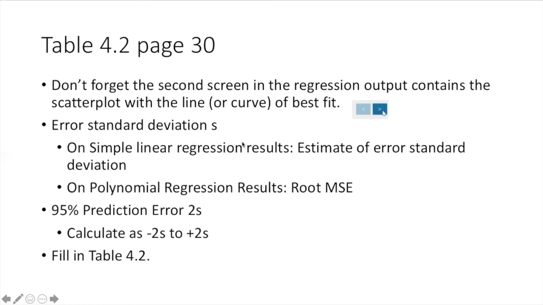Error standard deviation S. On simple linear regression results is the estimate of error standard deviation. And on polynomial regression results, it's root MSE. 95% prediction error is 2S, calculated as negative 2S to positive 2S. At this point, you should fill in table 4.2.